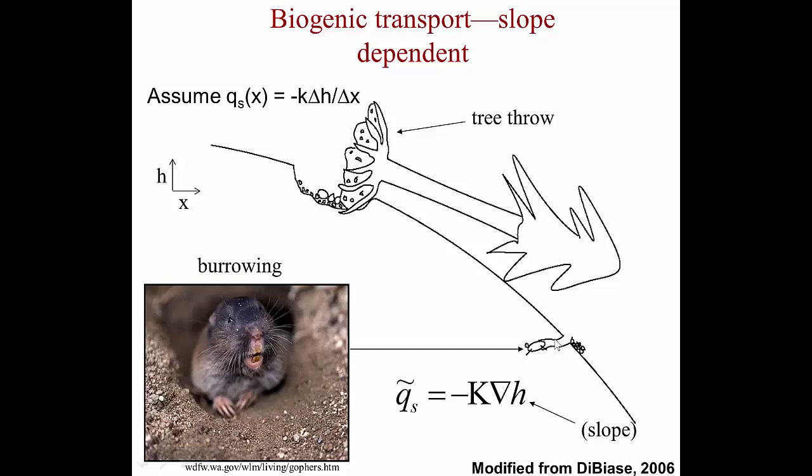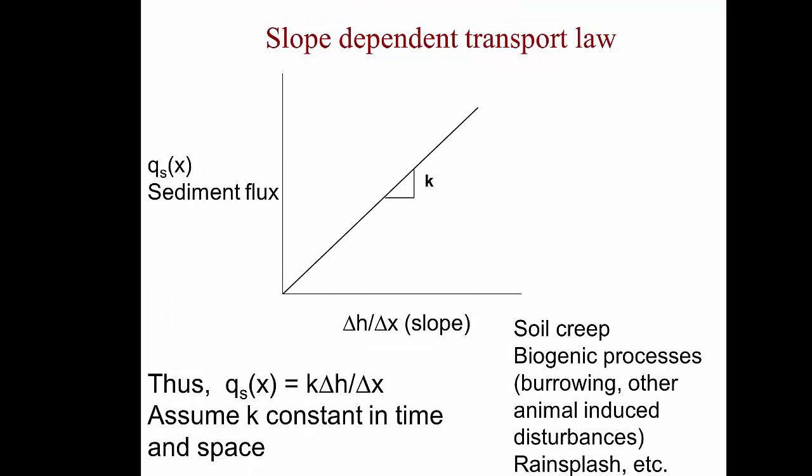But the basic idea is that if you have things like tree throw, a burrowing animal, in general, more material is going to go downhill than uphill, and the steeper the slope is, the more material moves downhill. So we can just plot this rule up, and here I've taken the negative sign out, but we just say that the sediment flux is linearly dependent on the local slope, and so there you see that the constant of proportionality is the K.